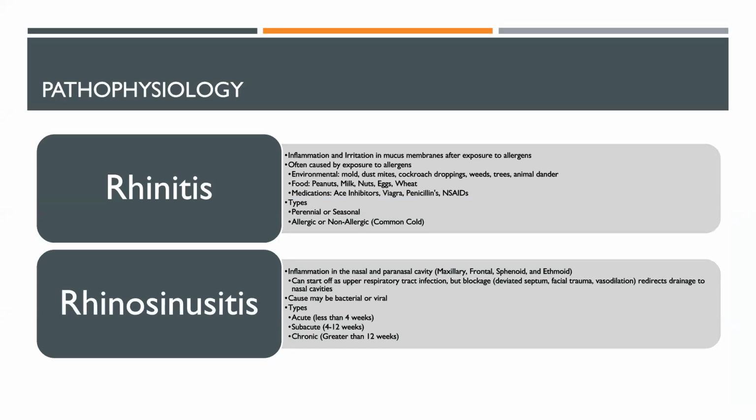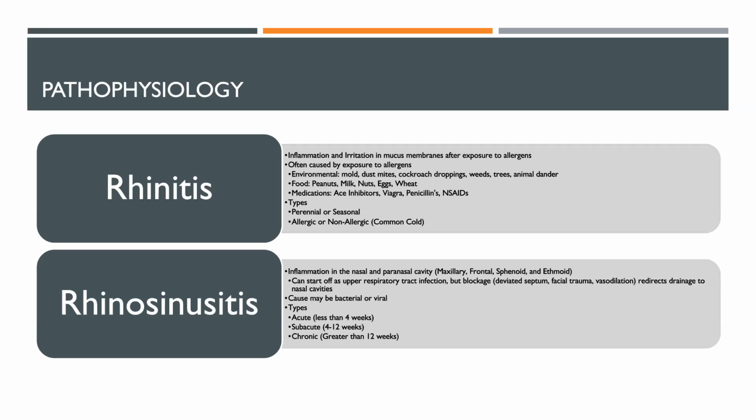These allergens can include environmental allergens such as mold, dust mites, cockroach droppings, weeds, trees, or animal dander. It could be based on food. The most common food allergies would be peanuts, milk, nuts, eggs, and wheat. Or it can be a reaction to medications, more commonly ACE inhibitors, Viagra, penicillins, and NSAIDs.